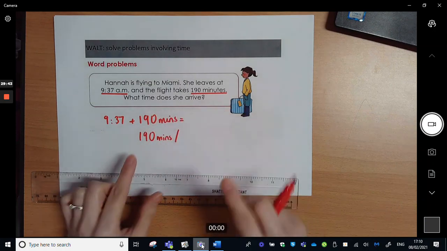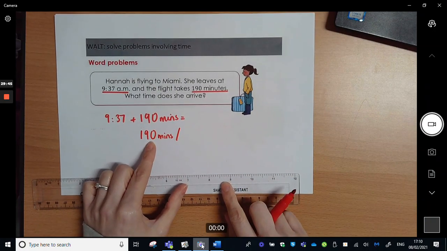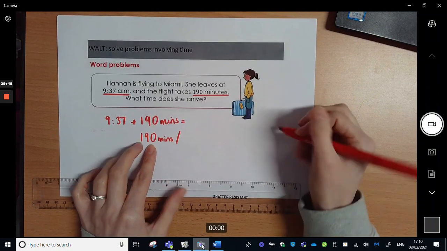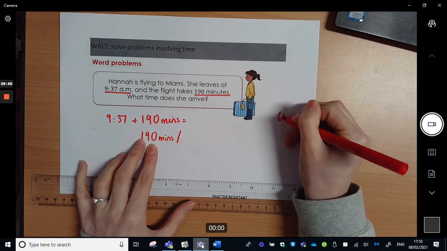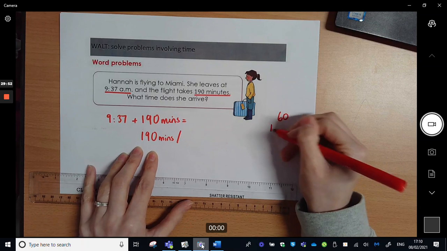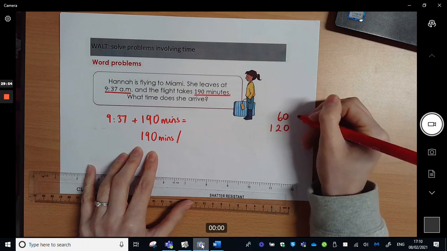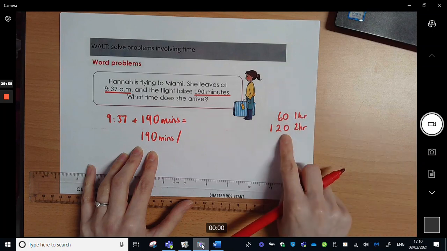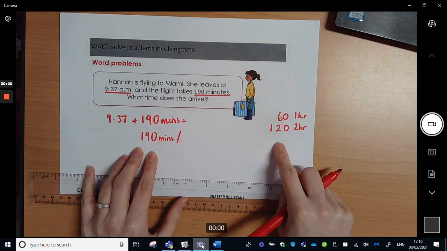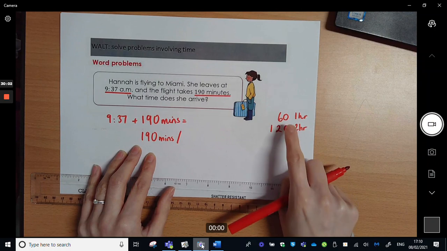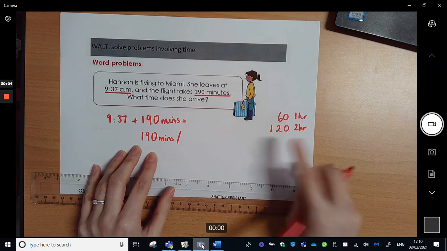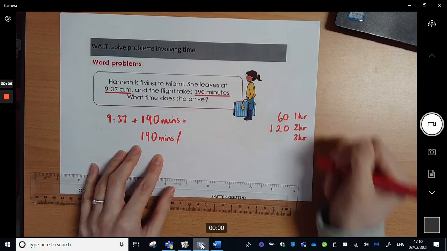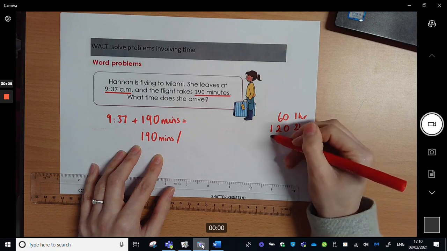190 minutes is the same as... I need to think about how many minutes are in 1 hour. So I know there are 60 minutes in 1 hour. There are 120 minutes in 2 hours. So what would be the next one here? Think about what we were learning yesterday. 6, 12, how many are going to be in 3 hours? So hopefully you've remembered it's 180.